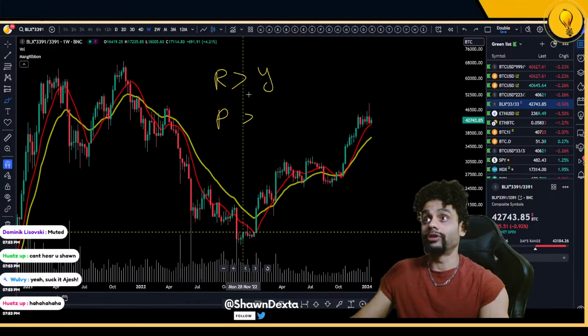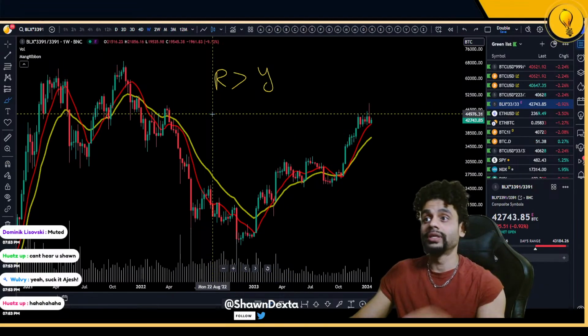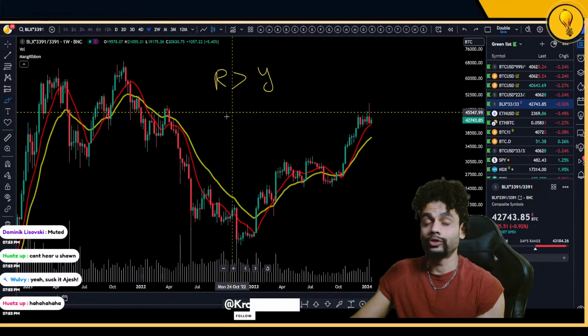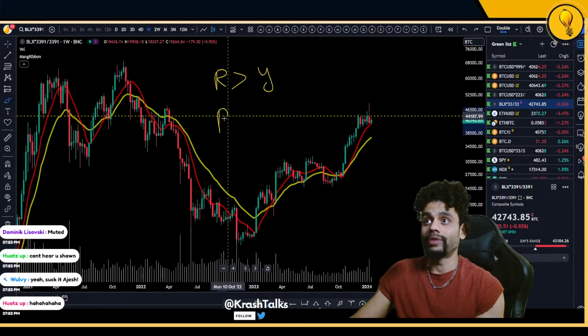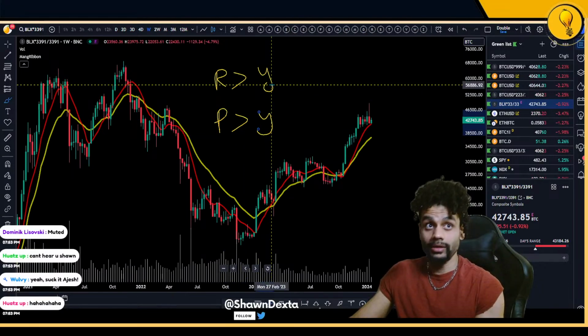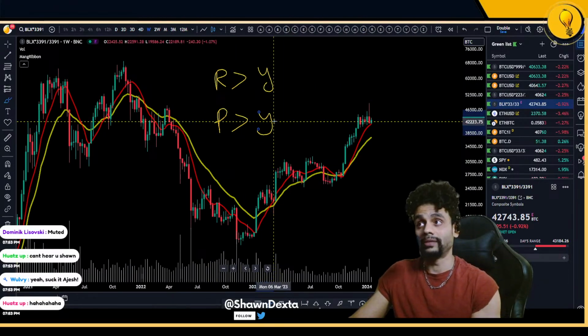This is the ultra aggressive way of doing it. Of course, you could say, hey, you know what? I'm okay with the price being below the red. I just want price to be above the yellow, right? So if the red is above the yellow and price is above the yellow, you can stay bullish.